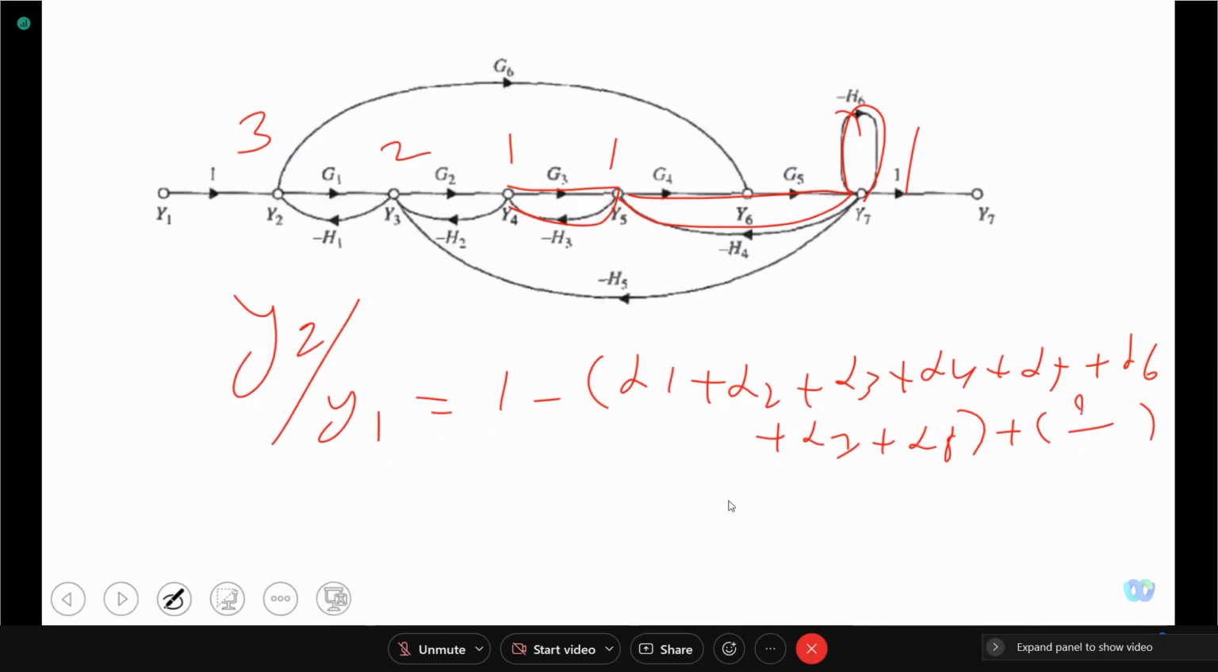Now, then take L1, L2 and L3. Three non-touching loops. L1, L2, L4. One more check. L1, L2, L5. L1, L2, L6. L1, L2, L7. What are we doing? We are checking for three non-touching loops. What do we mean by three non-touching loops? There exist three loops and these three loops are not sharing the same common node.